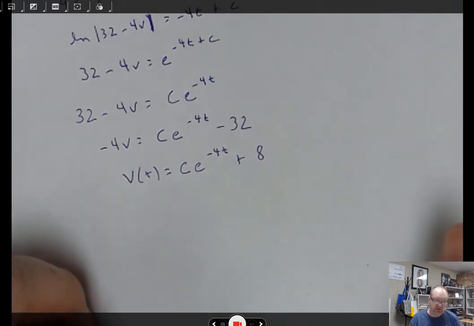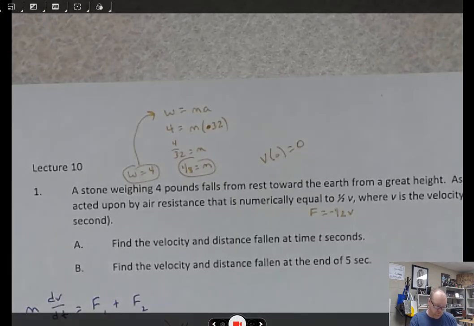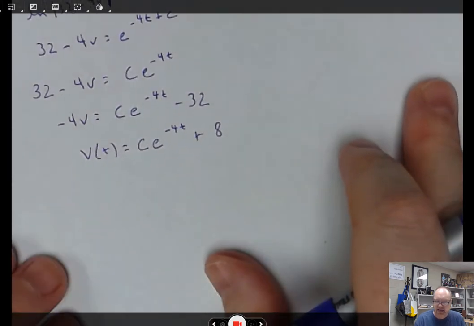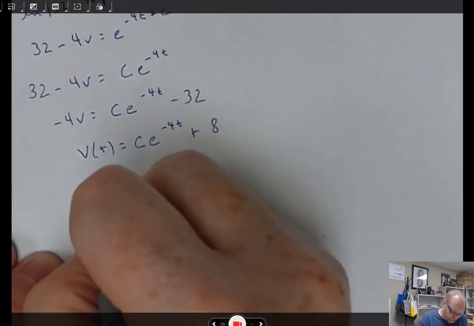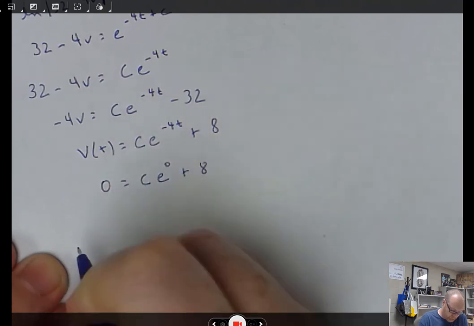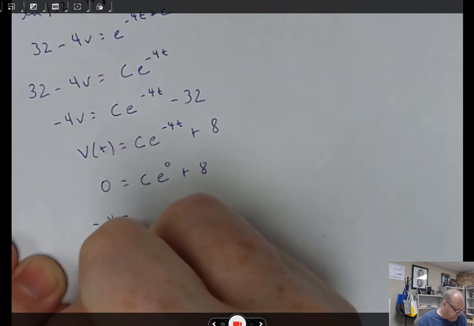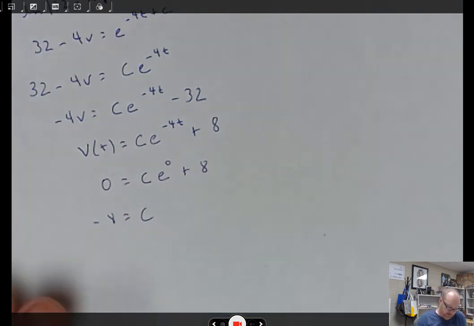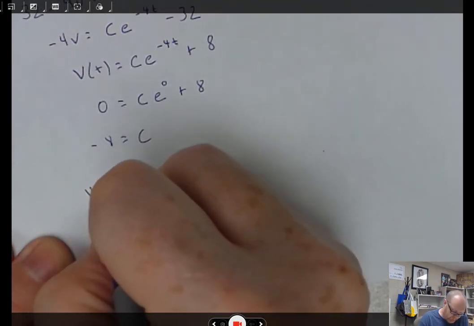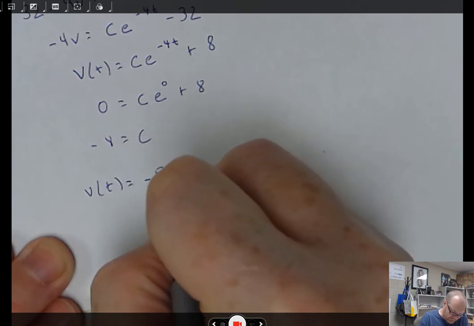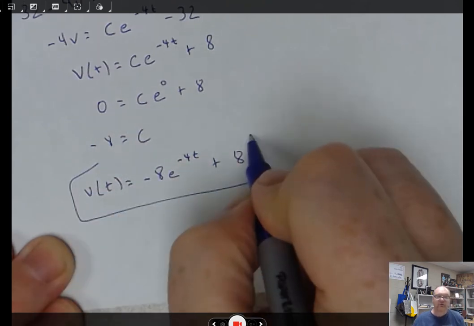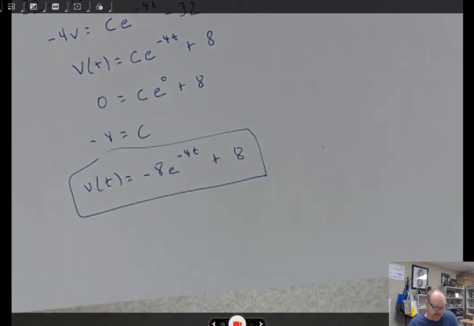So, do I have an initial condition? Yes, this object fell from rest. So let me pick this initial condition that says the velocity at time equal to 0 is 0. Which says c must be negative 8. Which tells me then that the velocity at any time is negative 8 e to the negative 4t power plus 8. This function models the change in velocity at any time t.